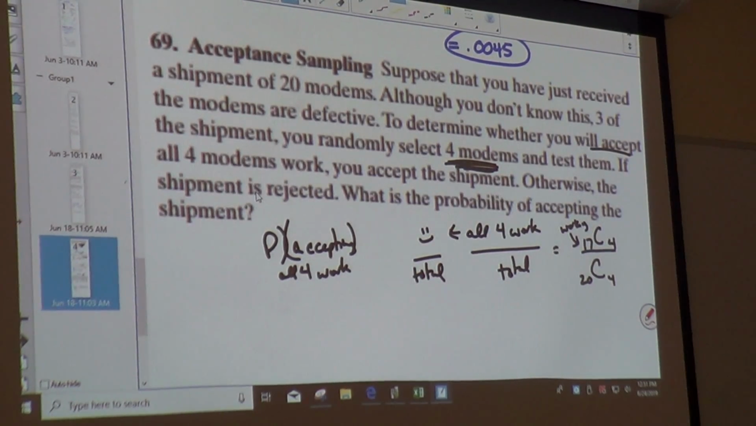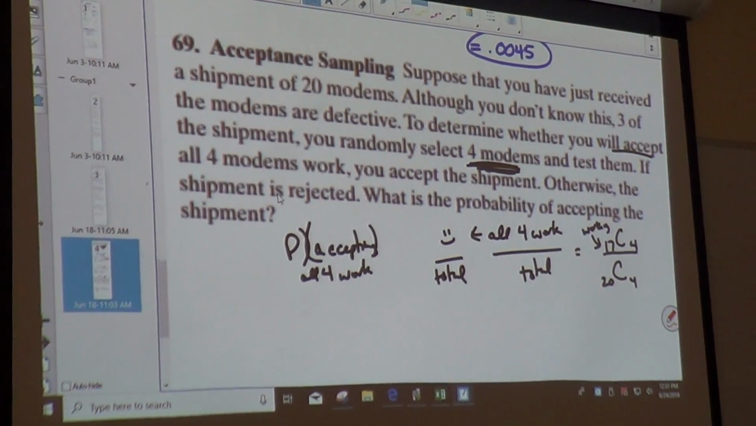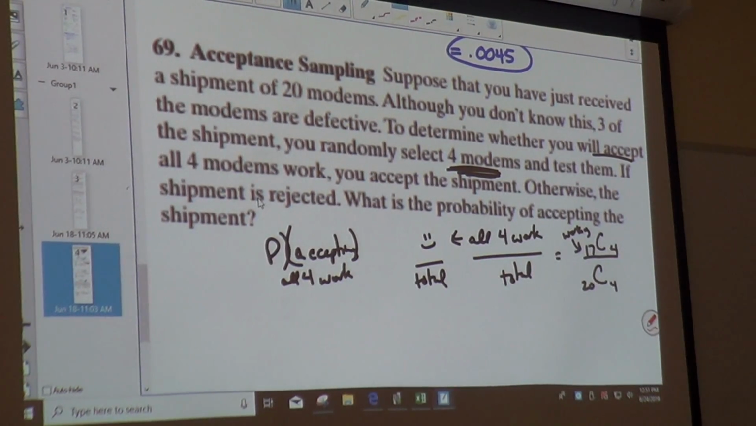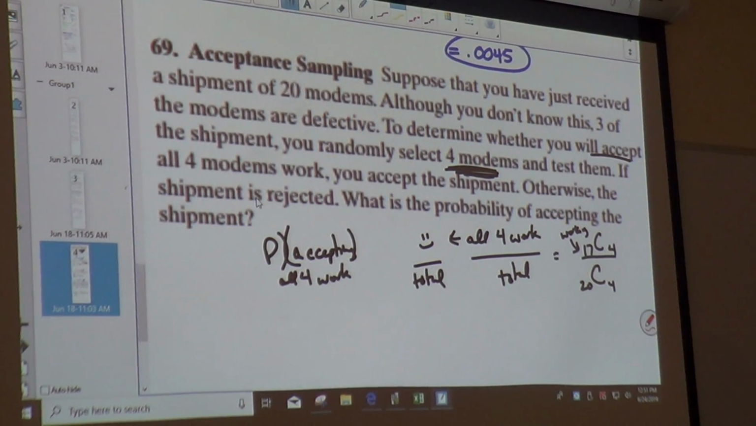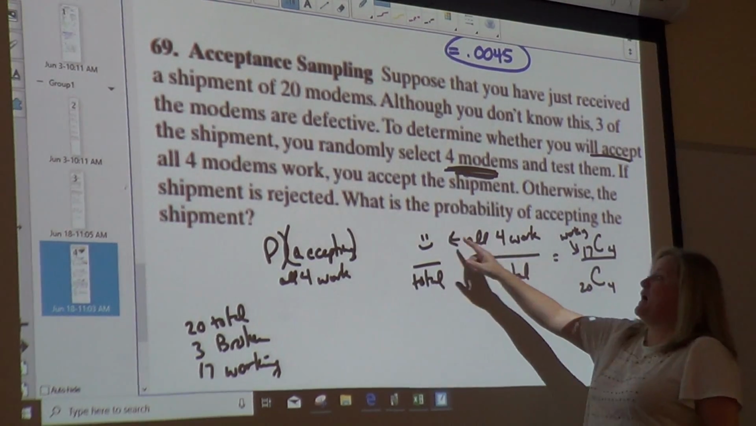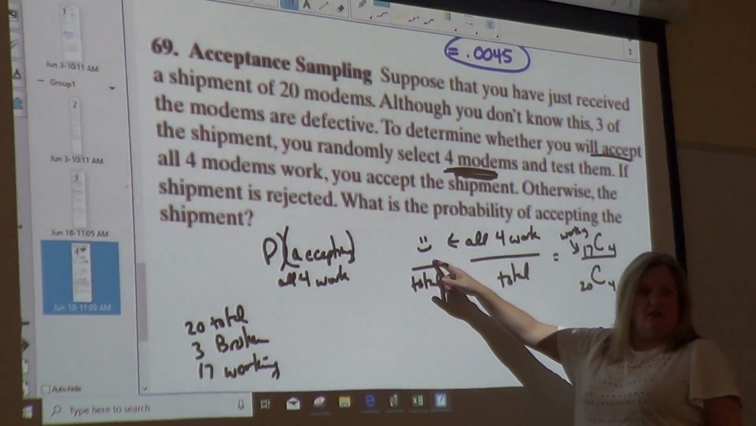So I'm picking 4 modems of the working modems. So if I come down here, there are 20 total modems. There are 3 that are broken. So that means there's 17 that are working. So what makes me happy is that I pick all 4 that are working.